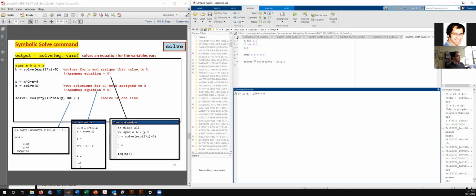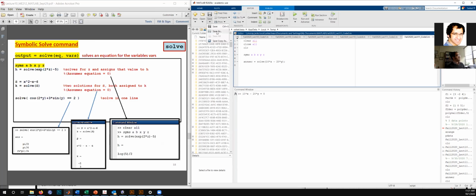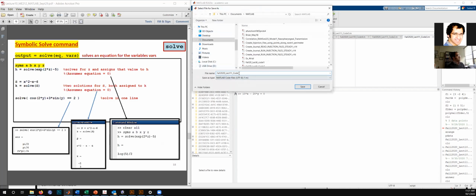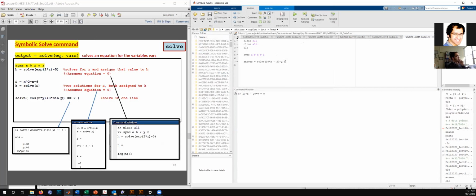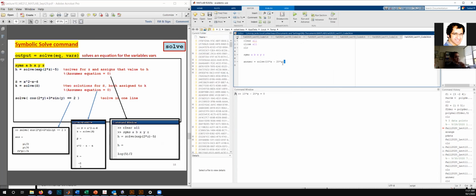Let's see what I mean by this. If I stick to this version of the code and save this as code 4, and take the semicolon out so that it directly gives us the output, save this again and then run it. See, if you didn't tell MATLAB anything special, it just gives x, which is 2y.